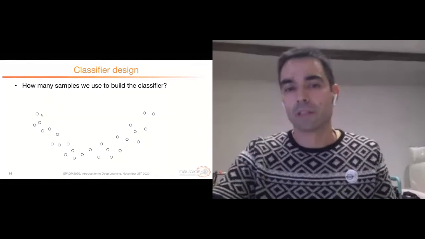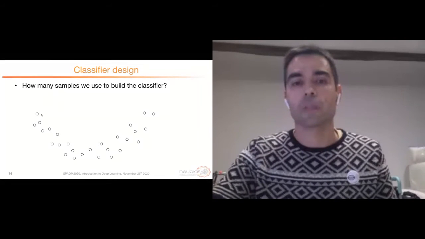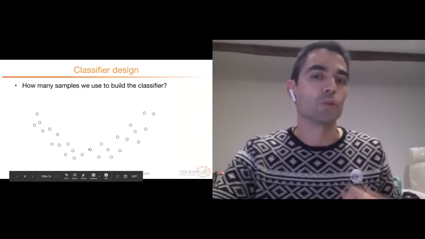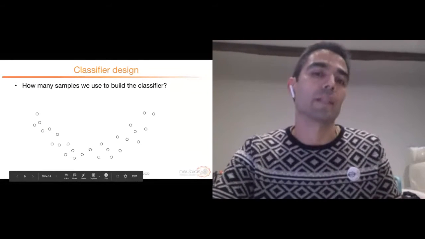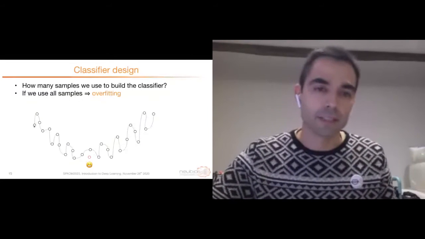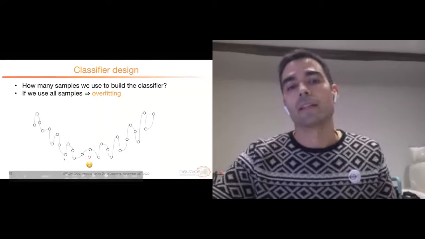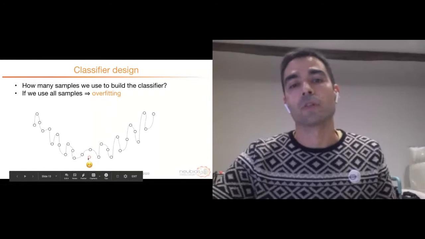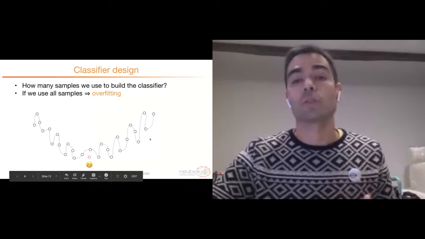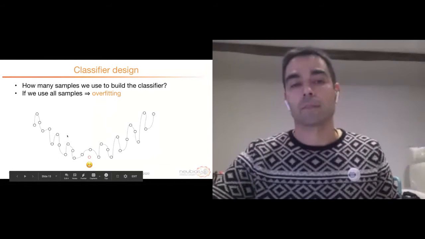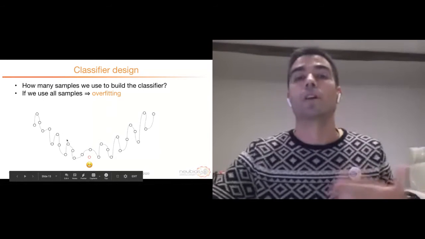Imagine that we have a set of points like this, and we would like to have a classifier that models this distribution. We could be tempted to use all of them, but this is usually risky because we could fall into a problem of overfitting, where we adjust our model too much to the training data points. So a new, unseen point that belongs to the distribution wouldn't be considered as part of it. This is a problem that we call overfitting.